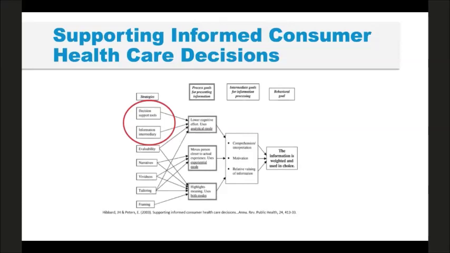So going back to our research models, our conceptual models, Hibbert and Peters developed an initial research around patient activation, and they developed this model showing us how we can support informed consumer healthcare decisions. As you can see in this model, there are many strategies that can be used to help support consumers. I've highlighted two that are specifically important in health insurance literacy and to this training specifically. That includes decision support tools and information intermediaries. We'll talk about those more in the next two slides.